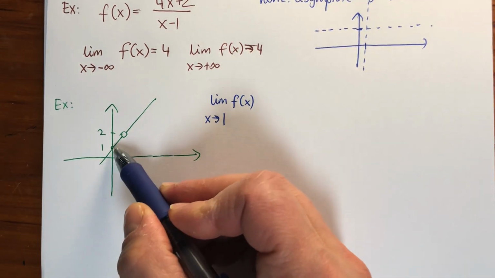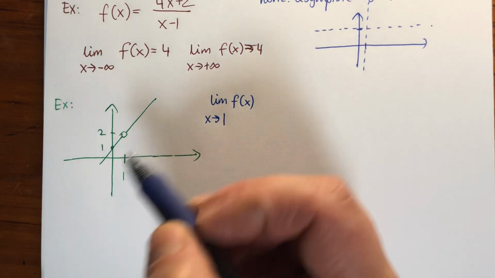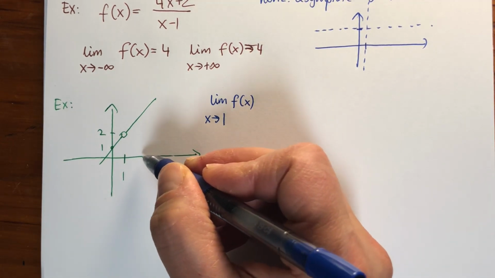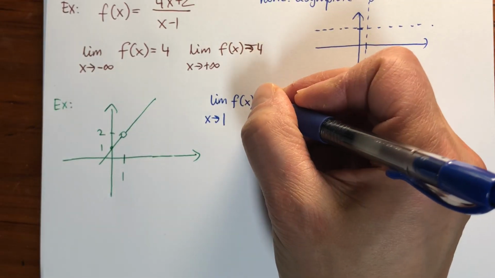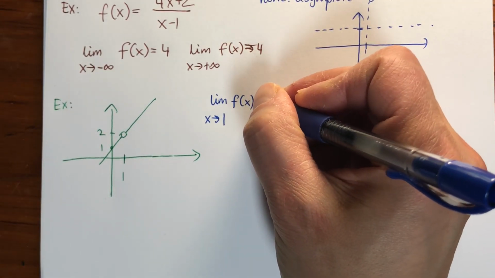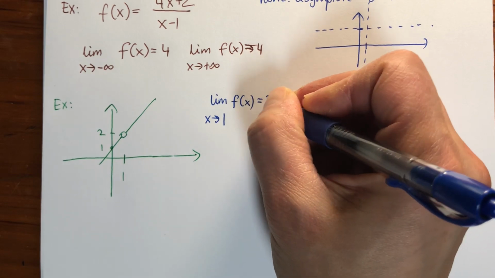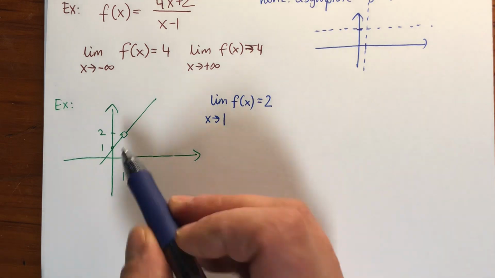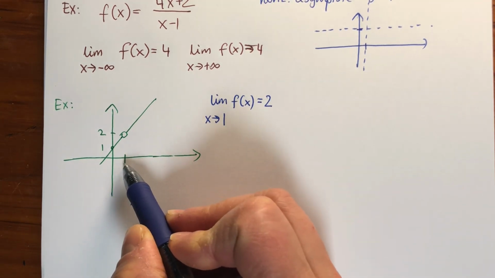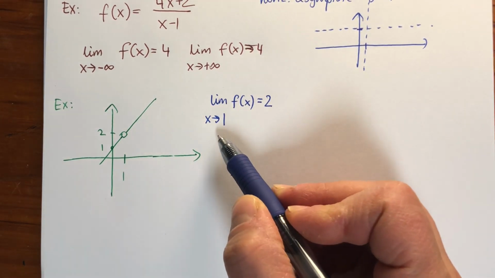This is going to happen when I go from the left hand side, and this is also going to happen when I go from the right hand side. So because this is happening both from the left and the right hand side, I know that the limit is going to be equivalent to 2. So notice what I am doing. I am predicting what the y value is as we are approaching the point that is being chosen.